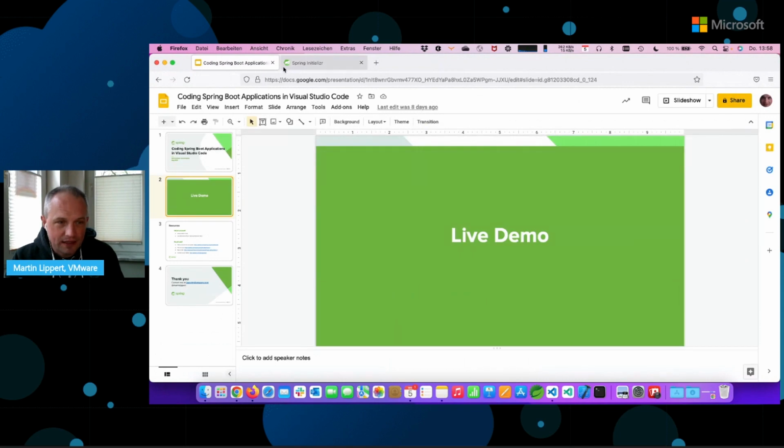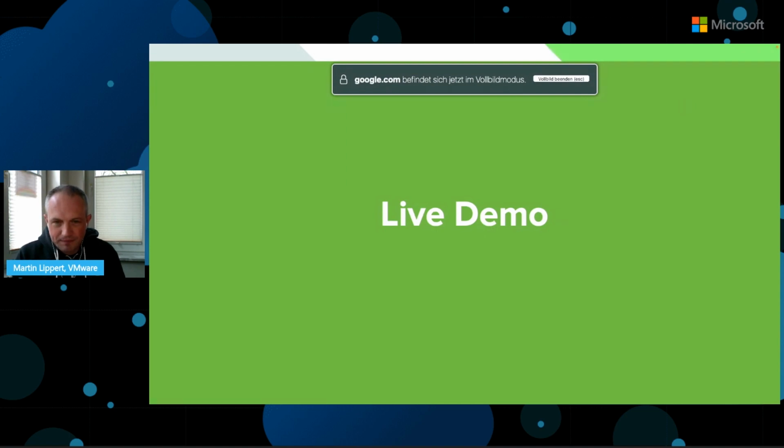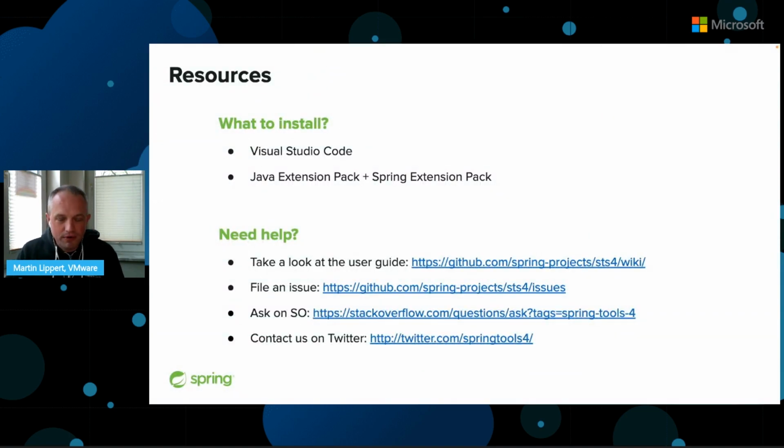And with that, I would like to jump back to the slideshow and show you one more slide to give you a few resources. Remember, if you have VS Code installed, you should go to the Java extension pack and the Spring extension pack. Those are the two extension packs you should install. And if you need help using Spring tools, I added a few URLs for you, so you can take a look at the user guide, file issues, ask questions on Stack Overflow with a certain tag, or contact us on Twitter, of course.